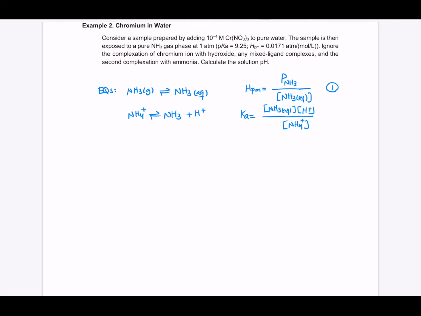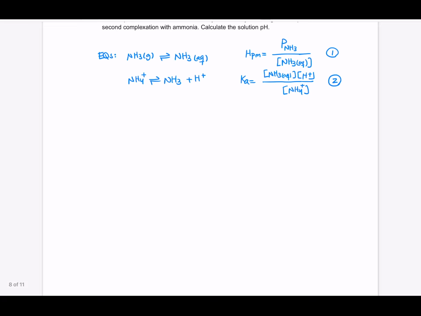So obviously ammonium is also in the liquid phase, so I'm not writing that notation here. So this would be relationship 2. And the Ka value is also given. It's 10 to the minus 9.25. So now that's all about ammonia. We introduce ammonia by exposing to the gas phase.